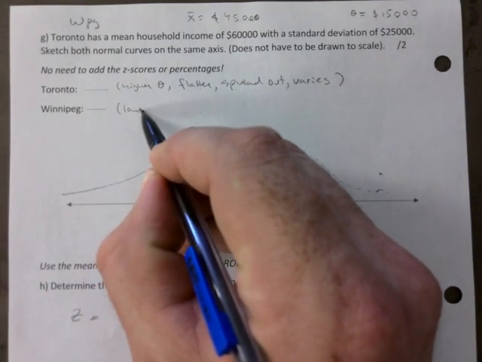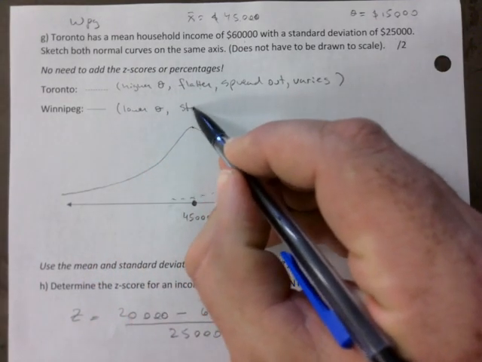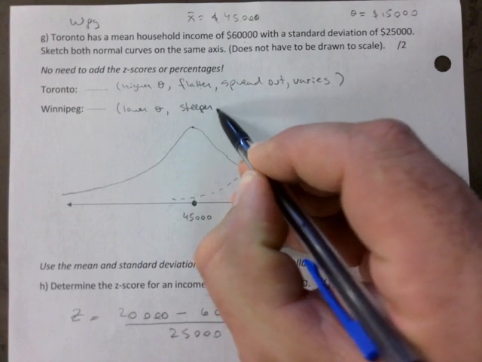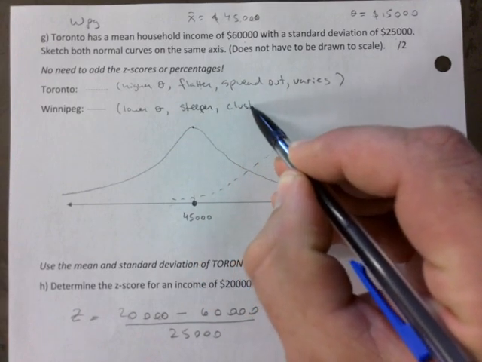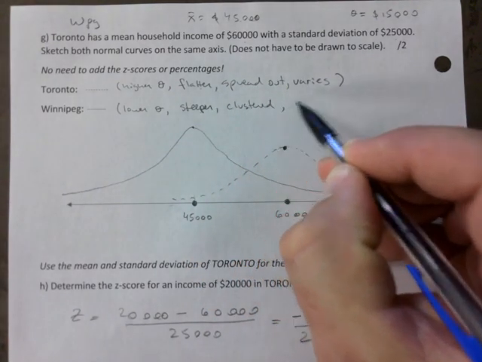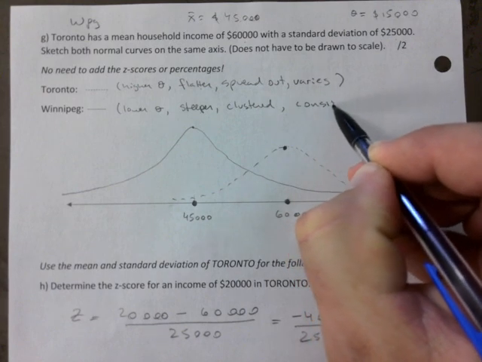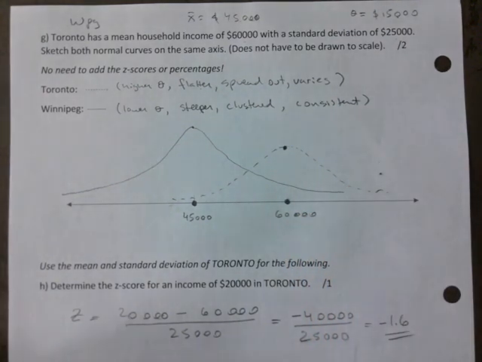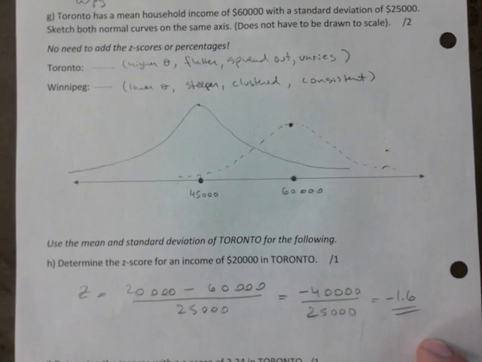So how about, you can't hear this enough, right? Steeper. The graph will be steeper, clustered around the mean, consistent. I would say more consistent, right? More consistent. So there you go. That's what it should look like.